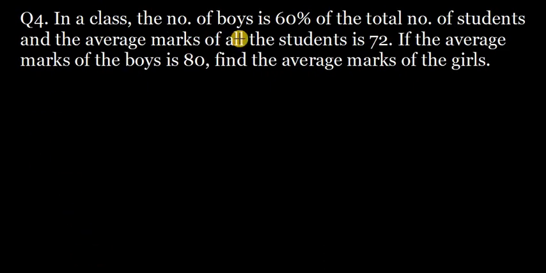In a class, the number of boys is 60% of the total number of students, and the average marks of all the students is 72. If the average marks of the boys is 80, find the average marks of the girls. The boys are 60%, so the girls are 40%, so the ratio is 3:2. Average marks of boys and girls.